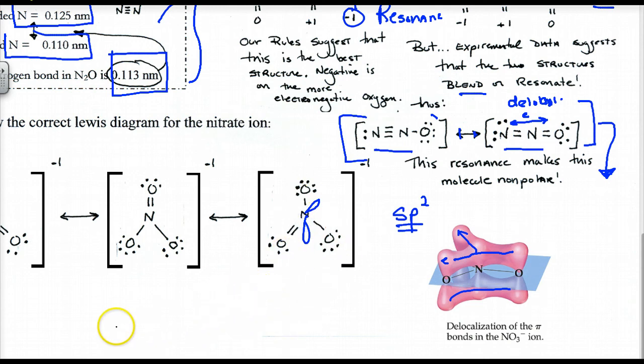So what I'd like you to do for homework is O3, and CO3 negative 2 on the opposite side. Try to do those. They do have resonance. Give me all the correct structures.